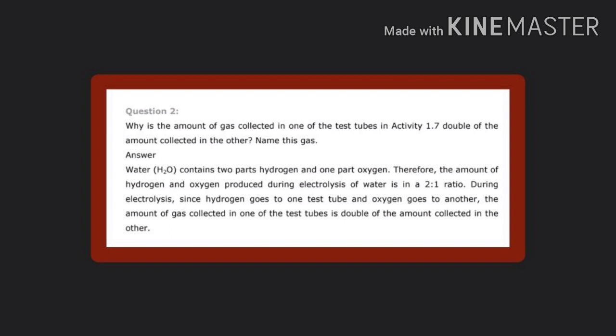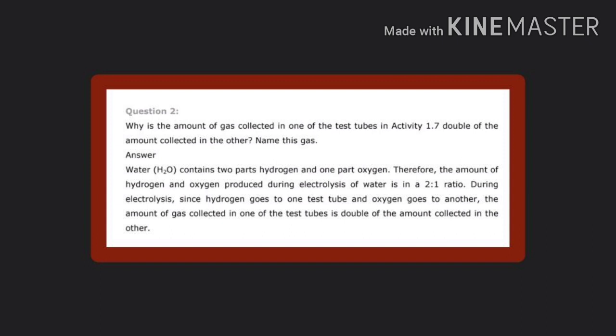Why is the amount of gas collected in one of the test tubes in activity 1.7 double the amount collected in the other? Name the gas. So in that activity, you have seen that hydrogen and oxygen were being evolved. So water contains 2 hydrogens and 1 oxygen. If you remember the balanced equation, it was 2H2 plus O2 giving you 2H2O, and then 2H2O was breaking down to give you 2H2 plus O2.